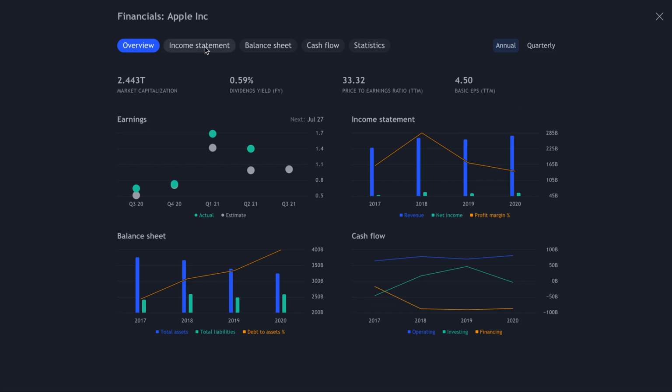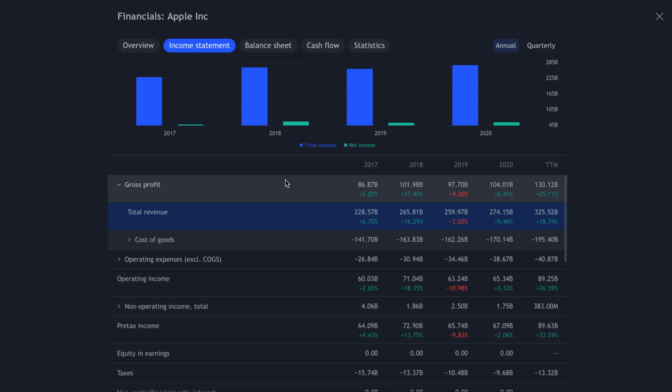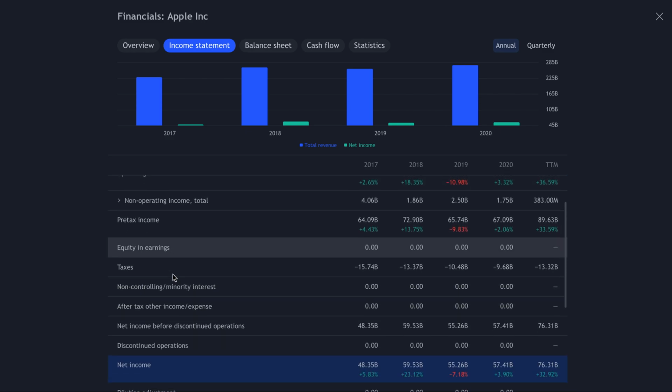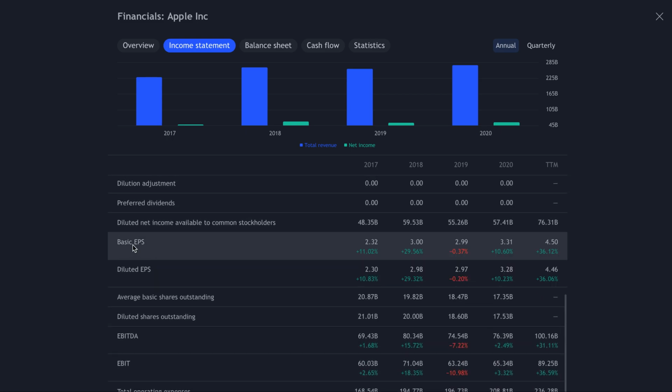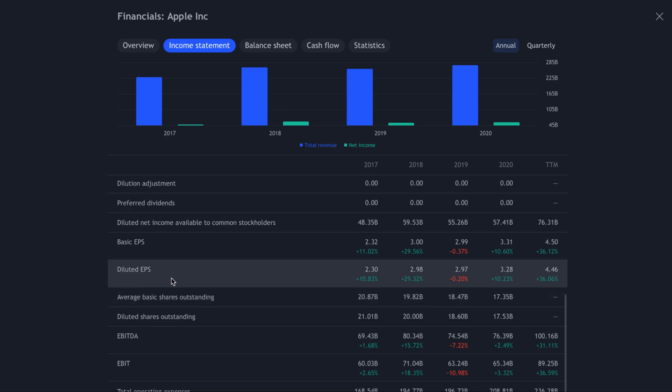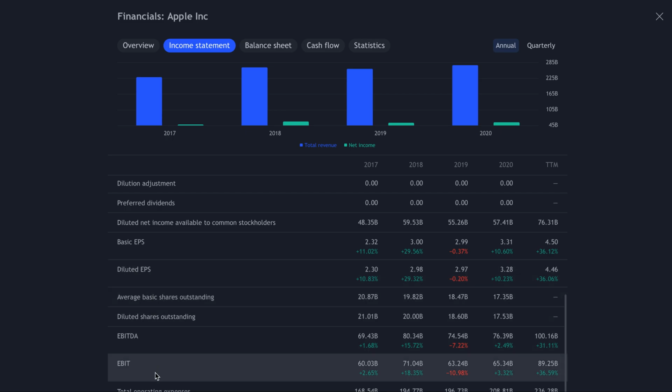Let's head on over to the income statement tab. Now, what is the income statement? Well, it reports on the financial performance of the firm over a period of time. That is what the income statements do. So as you see, you have the gross profit, you have the total revenue, cost of goods sold, the usual suspects, taxes that a company had to pay. You have the net income, you have the basic EPS, earnings per share, that's what EPS stands for. You got the diluted EPS, you get EBITDA and EBIT.